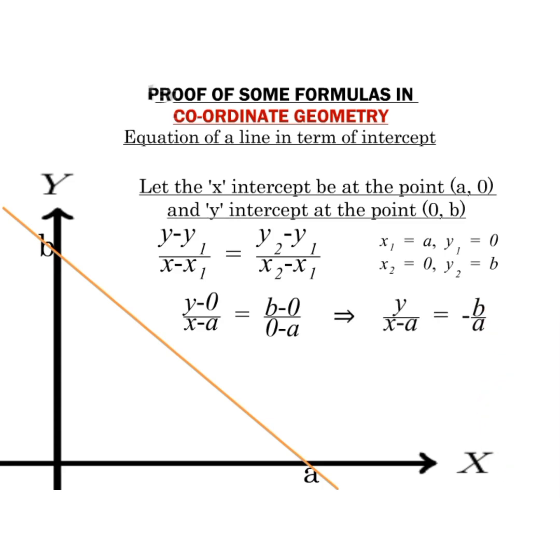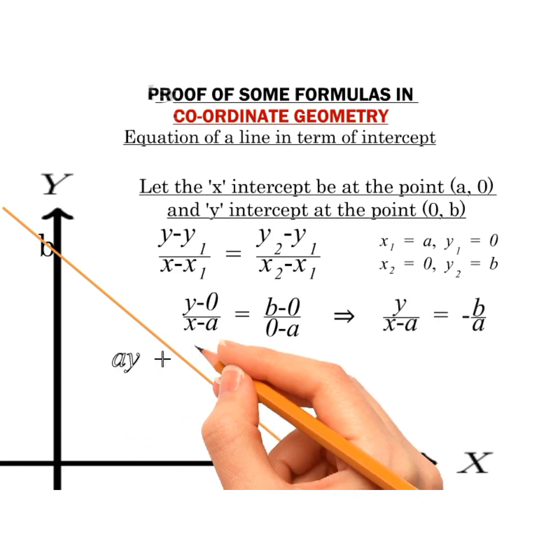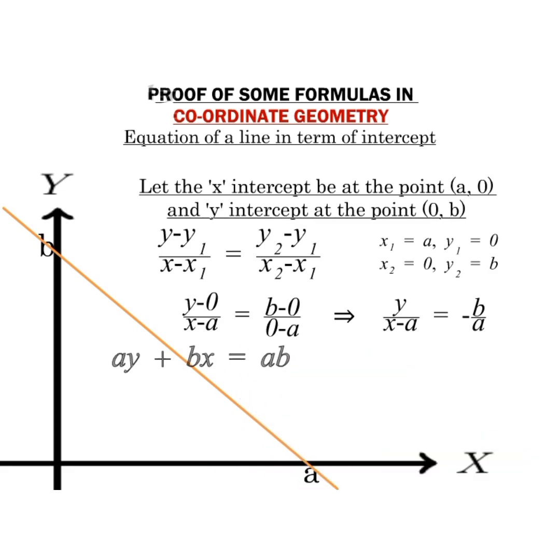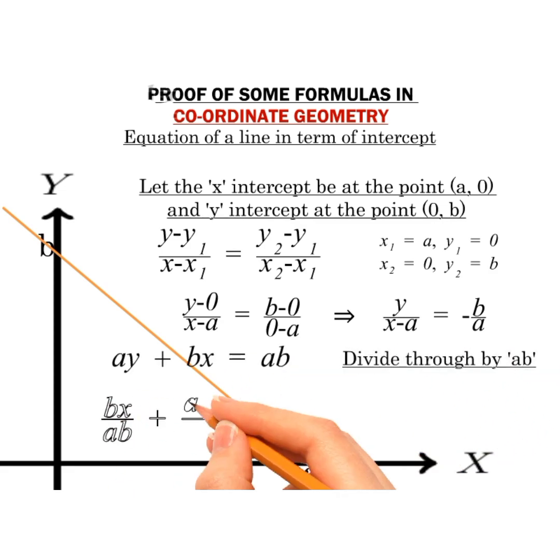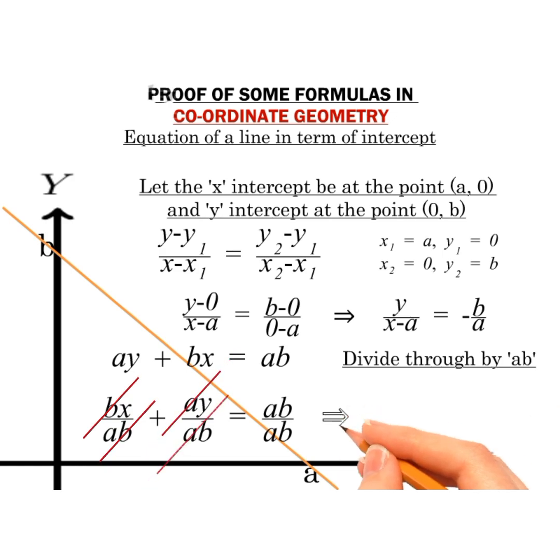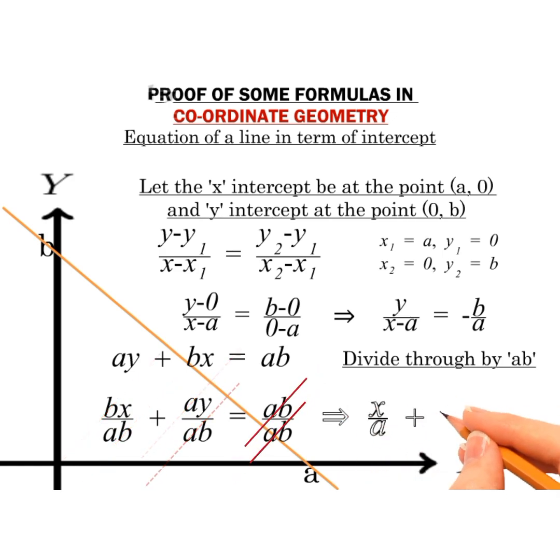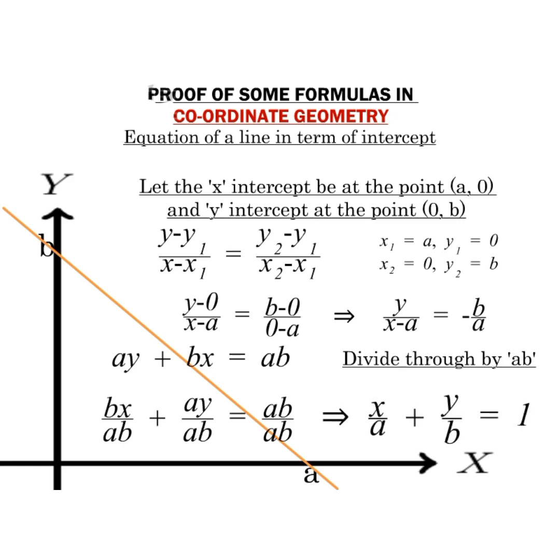Cross multiply and modify: a y plus b x equals a b. Divide through by a b. So we arrive at the equation x over a plus y over b equals 1. This is the equation of a line in terms of the intercepts.